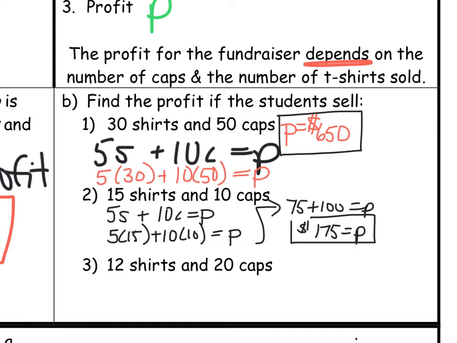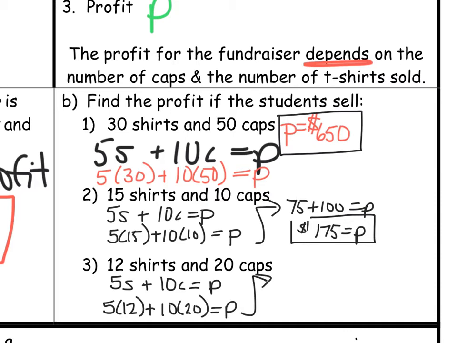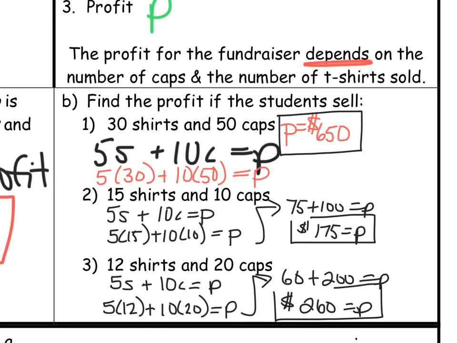So number 3, same thing, $5 per shirt plus $10 per cap gives us our profit. We're selling 12 shirts and 20 caps. And to figure out our profit, that's going to give us 60 plus 200. So our profit from 12 shirts and 20 caps is $260. Pretty simple.